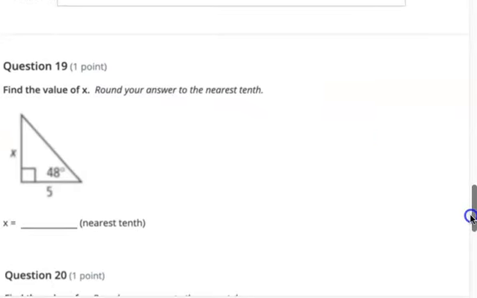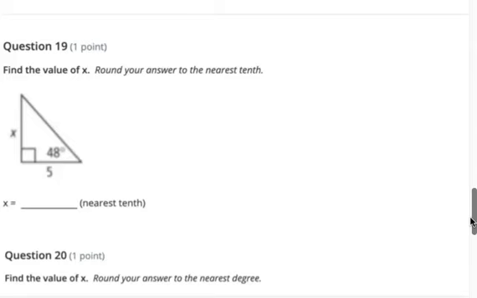On to question 19. Now we're finding a side again. Okay, so we have an angle of 48. Here's the hypotenuse. Here's the angle we know. X is the opposite side compared to the 48, and then 5 is the adjacent side. So we have O and A. We don't care about H. When you have O and A, you use the tangent. Okay, tangent of 48 is equal to the opposite side, which is X, over the adjacent side, which is 5.